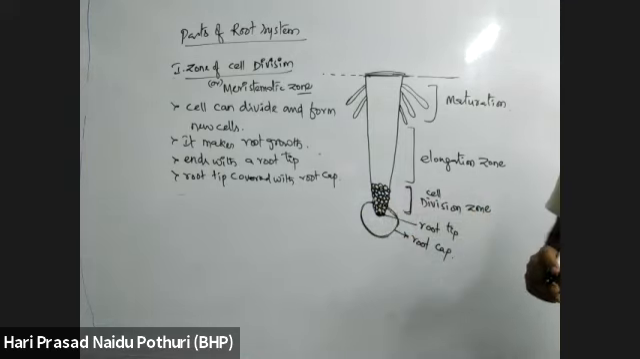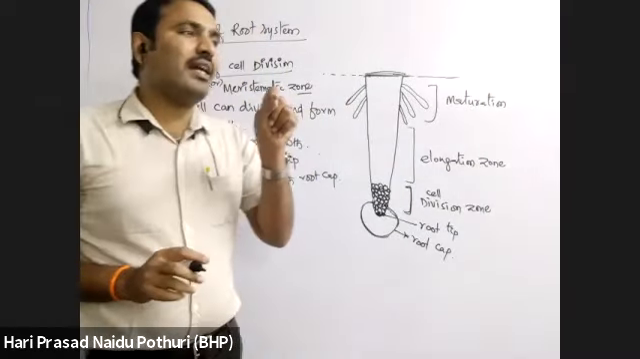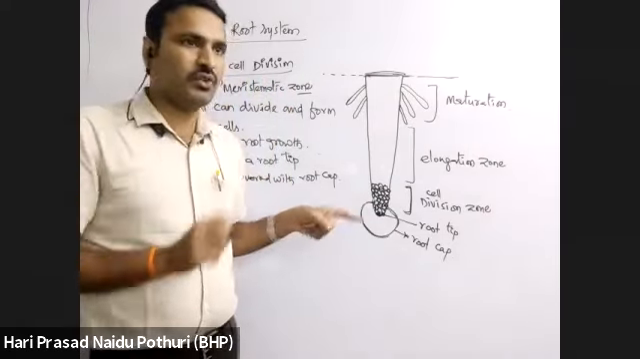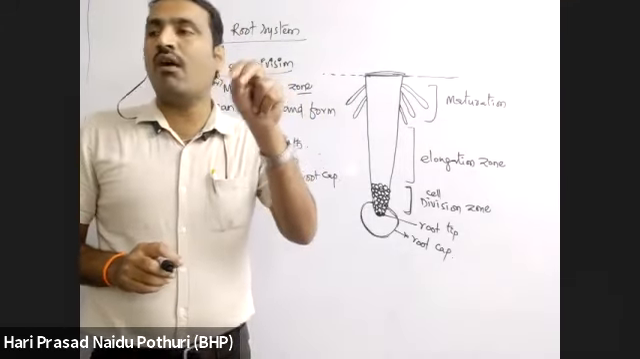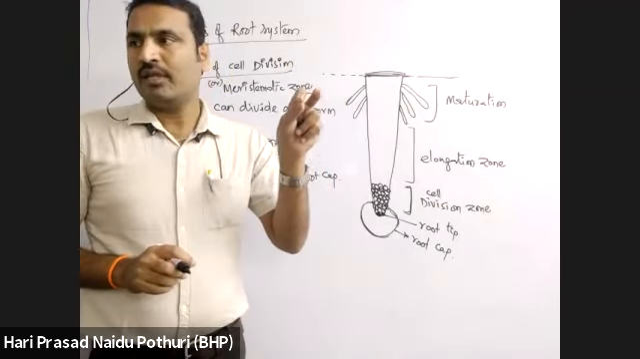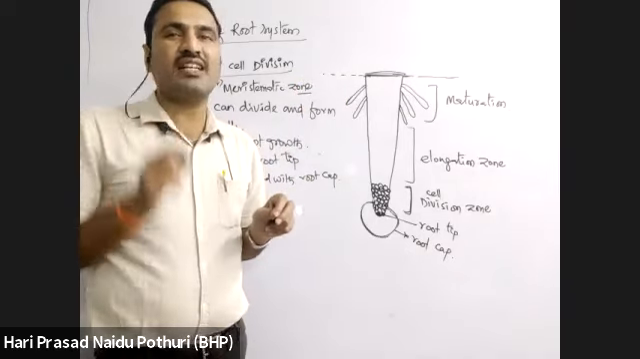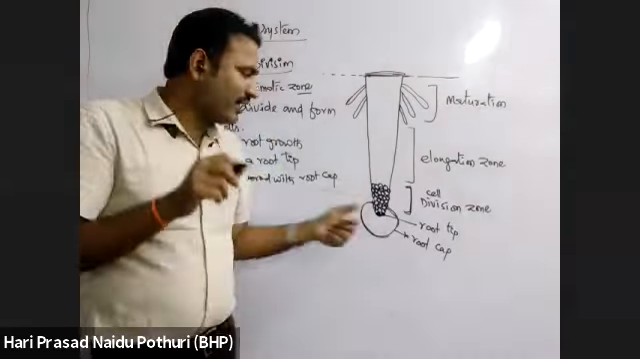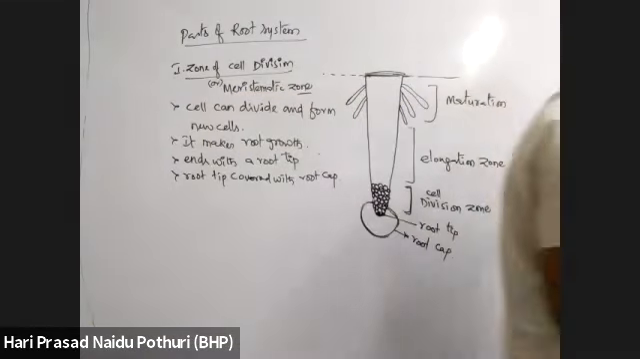That is one function. And the second function of the root cap is that it secretes a mucilage. I will dictate the points so that you can write. The root cap is responsible for secretion of a slippery substance, mucilage. Mucilage is secreted like water. When it is secreted by the root cap, the mucilage combines with the soil and the soil becomes smooth.